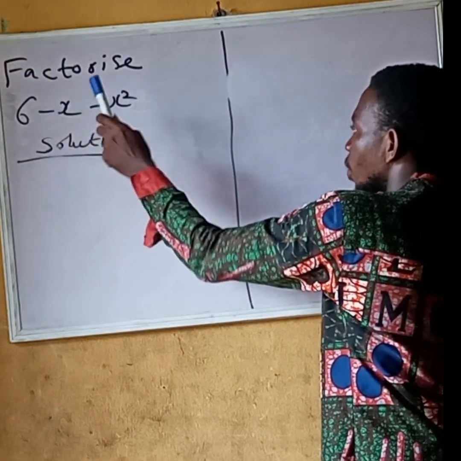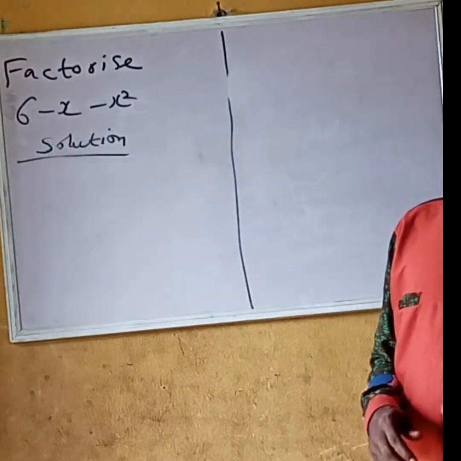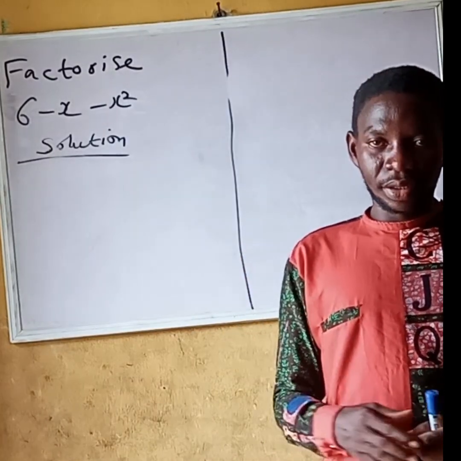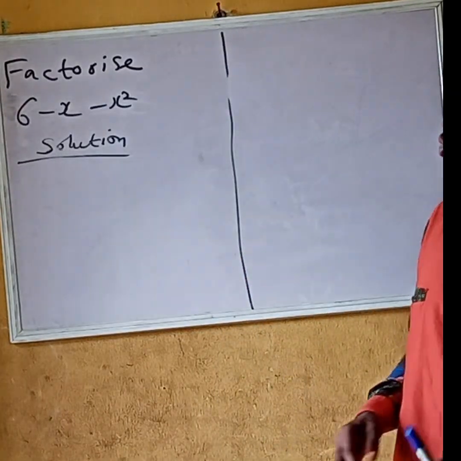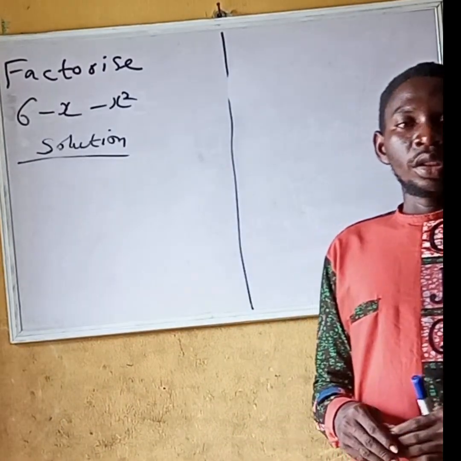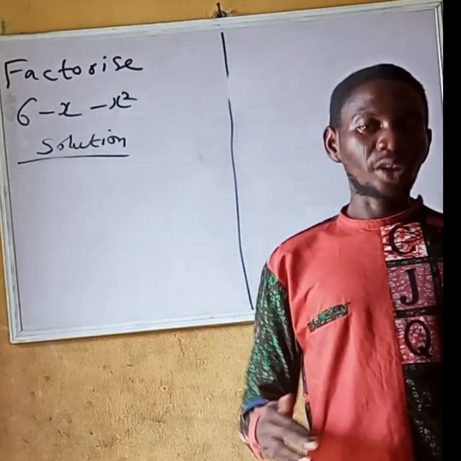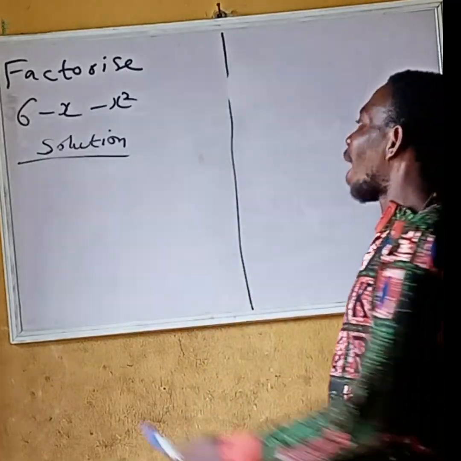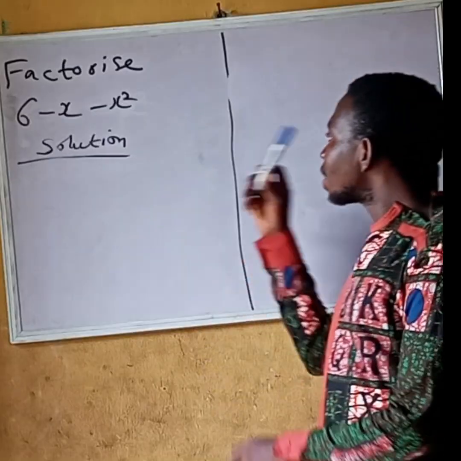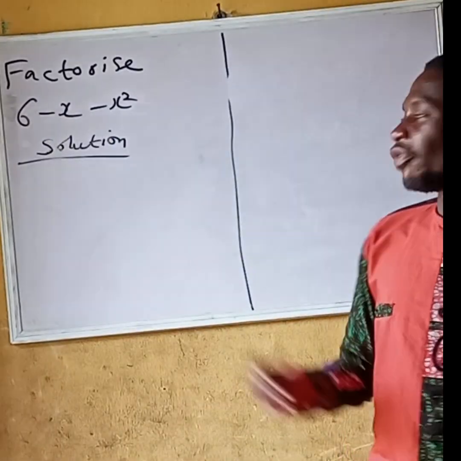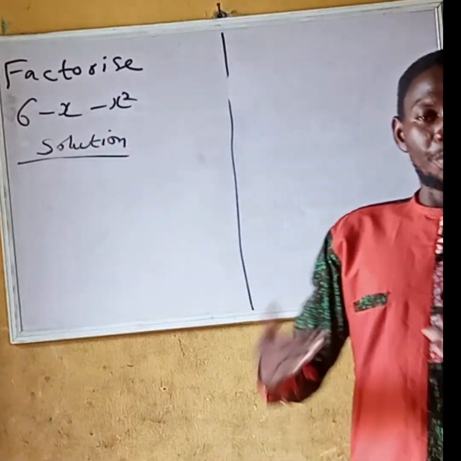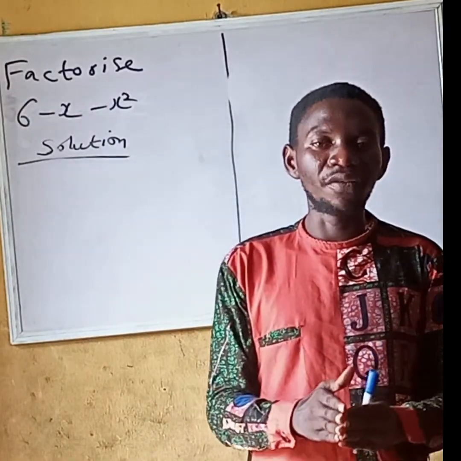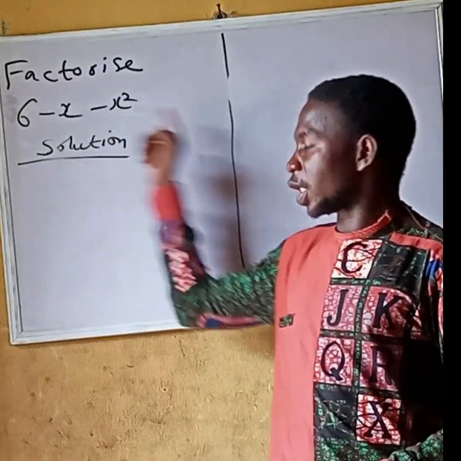Factorize 6 minus s squared. What does factorize mean? Factorize means to create factors of an expression such that when the factors multiply each other, they give you back the expression. So to factorize this expression means that we should separate the factors of this expression in such a way that when the factors multiply themselves, it will give us this expression.